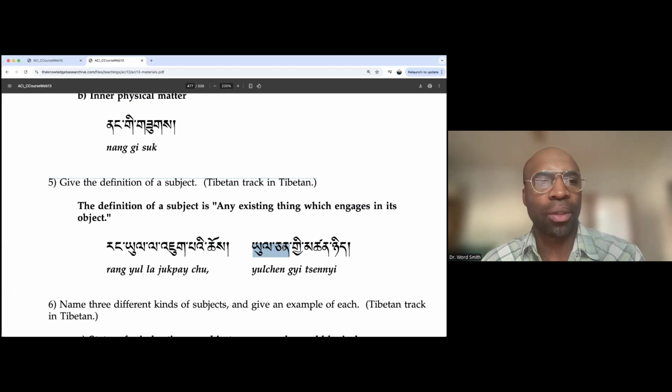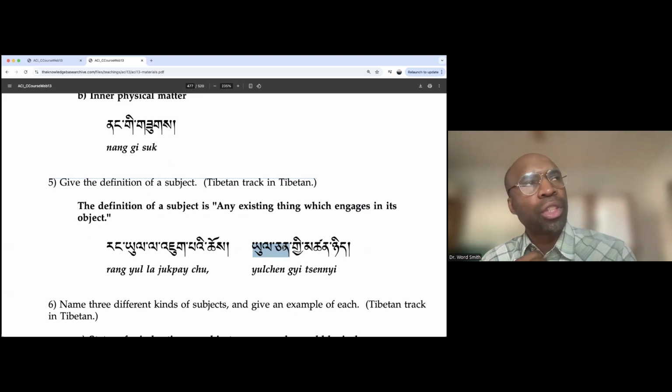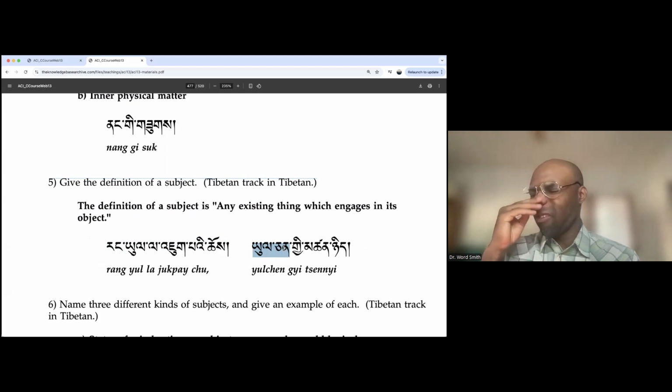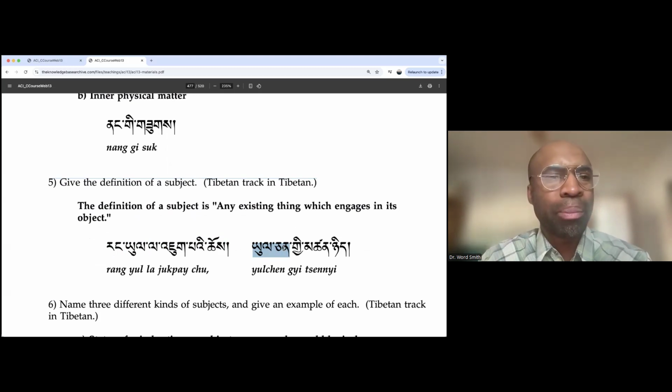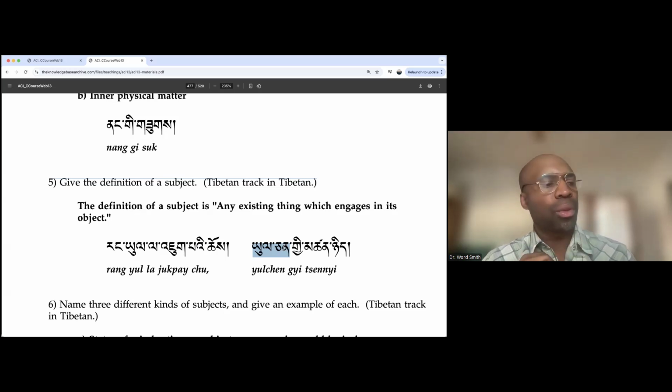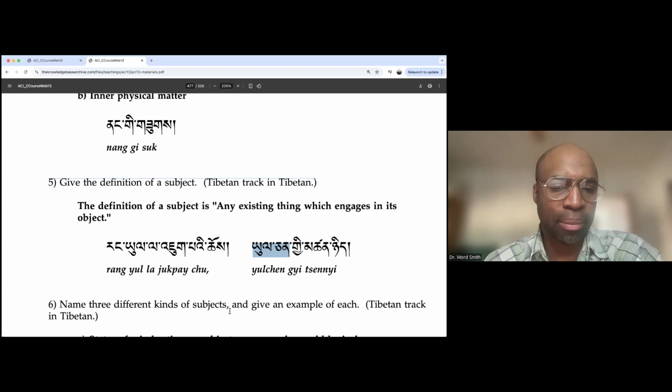So the definition of subject is the word subject in Tibetan. Probably in English too, if we think about it enough. Sub and then ject as opposed to ob and ject. My Latin is a little rough, but ob usually means outside, right? Like obtuse. Ostentatious comes from ob, but I don't know. We could think about it.